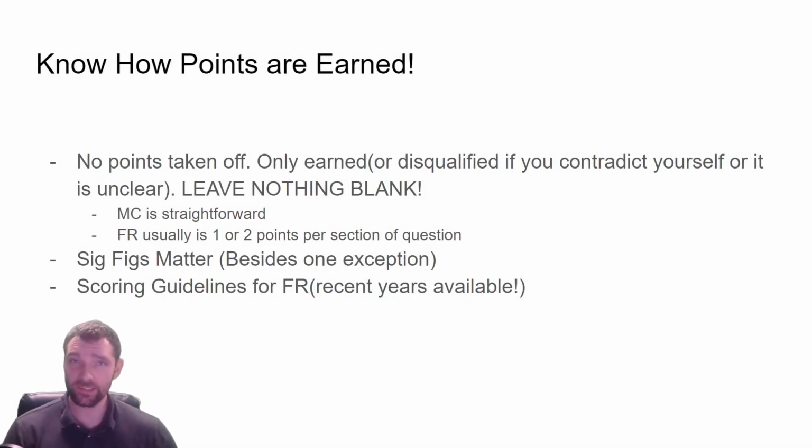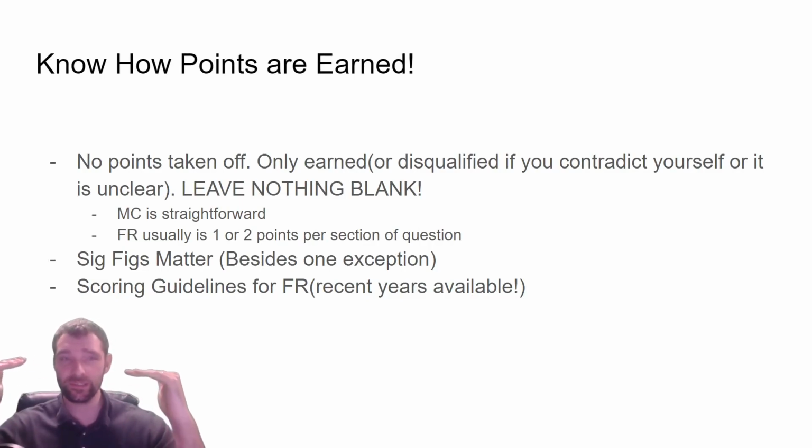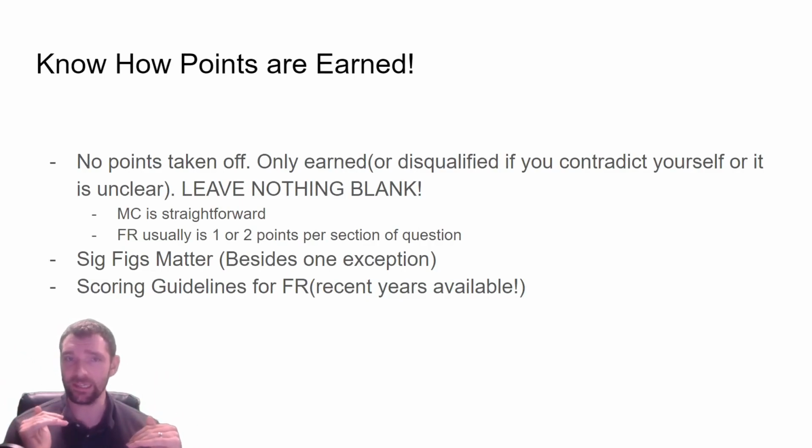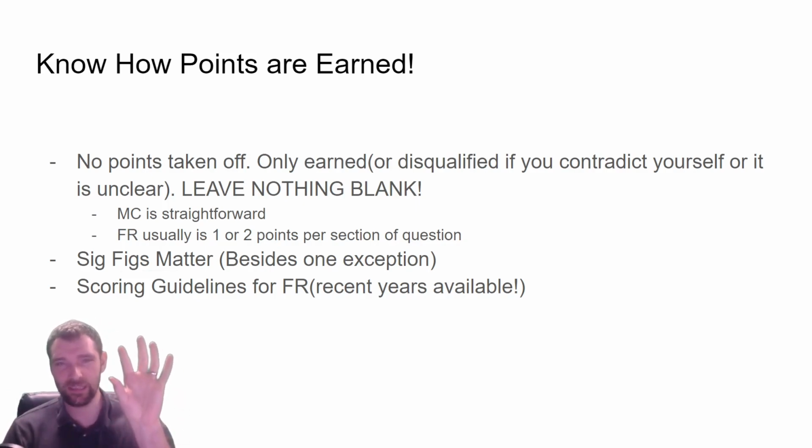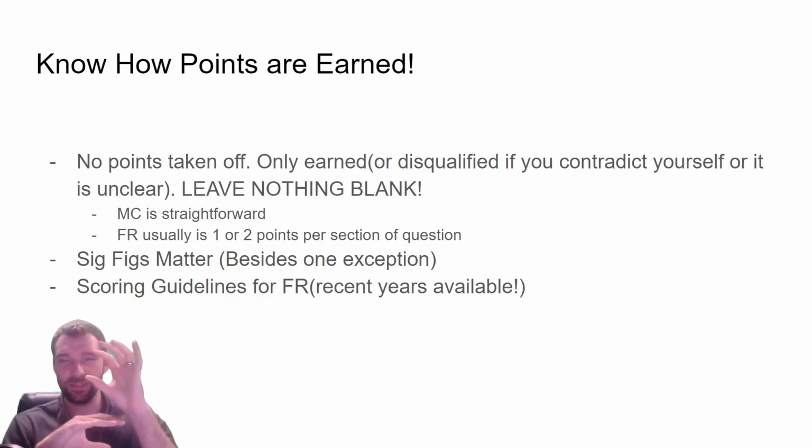So for both sections of the AP exam, you earn points. They aren't taken off for getting wrong answers, but if you say something correct and then immediately say something that contradicts it, that's wrong, and you're not going to get the points for the correct thing you said.